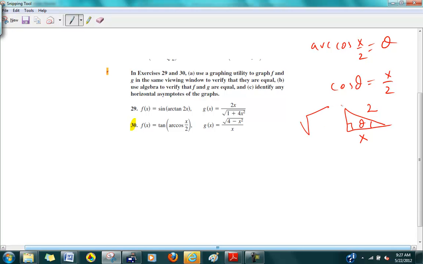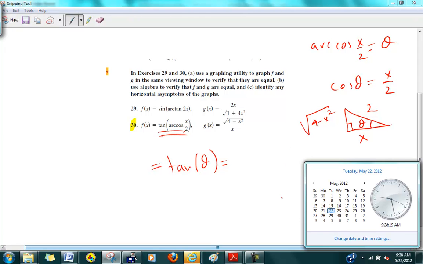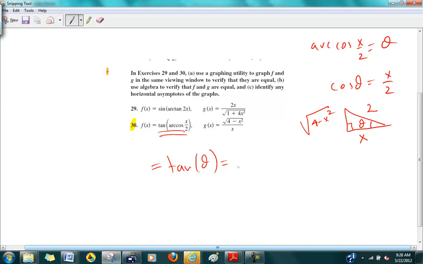Opposite is going to be, someone help me out. Wait a minute. 4 minus x squared? Yeah? All right, and then what it's asking you to do is find tangent of theta. So tangent is opposite over adjacent. What's the opposite equal to? Adjacent. Right there.